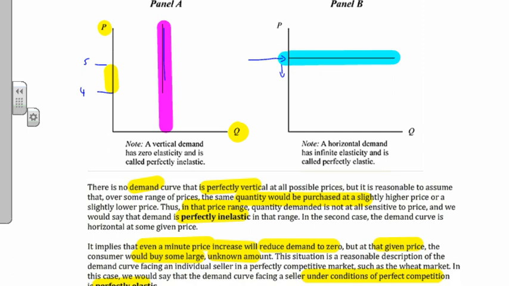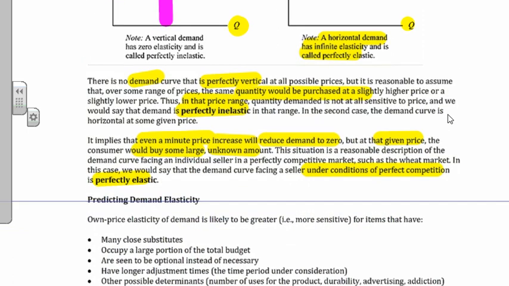Okay, so we've got our various quantities. It's called a horizontal demand, has infinite elasticity, called perfectly elastic. Doesn't matter what you do. Okay, look, there's my quantity over there. Everyone comfortable? Okay, we move down a little bit over here.